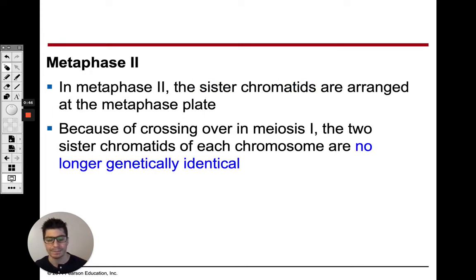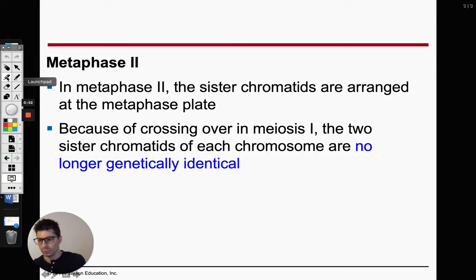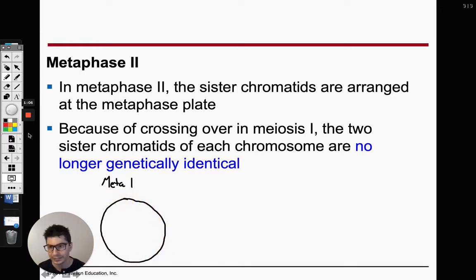In metaphase number 2, I'm going to draw this out for you. So if you remember metaphase number 1, we had something that looked like this. I'm just going to call it meta 1. We had our tetrads lined up in the middle, and pretty much our chromosomes were on top of one another. And then we had our spindle fibers connecting to our tetrads, and then the tetrads got pulled apart during anaphase number 1.